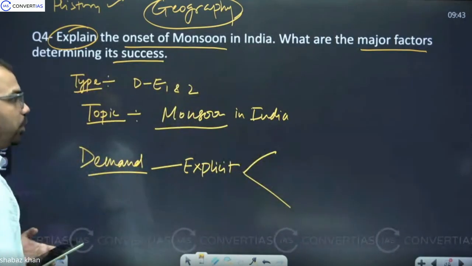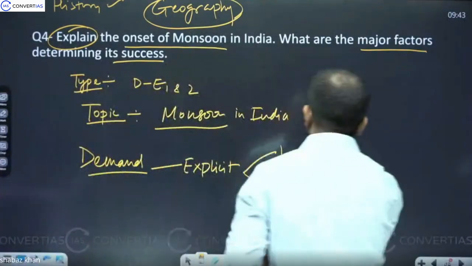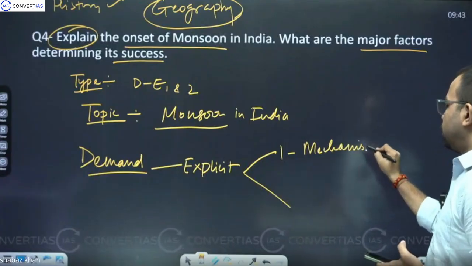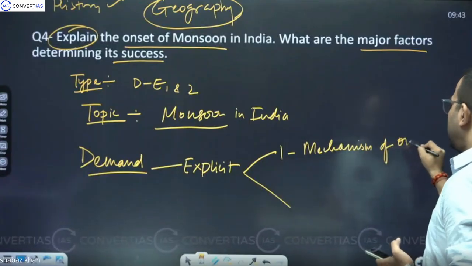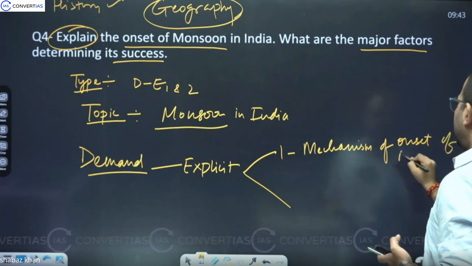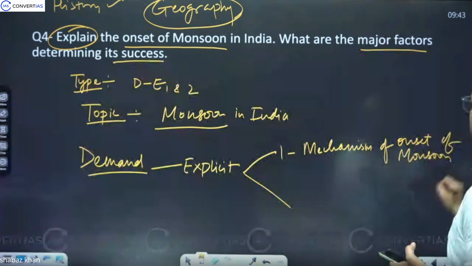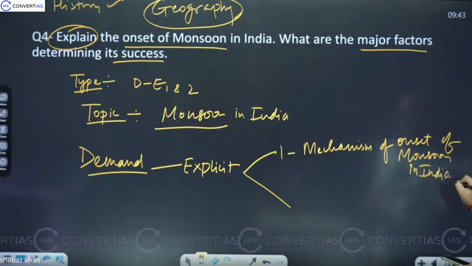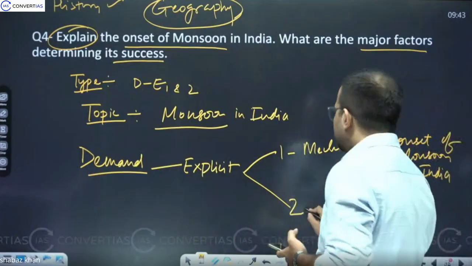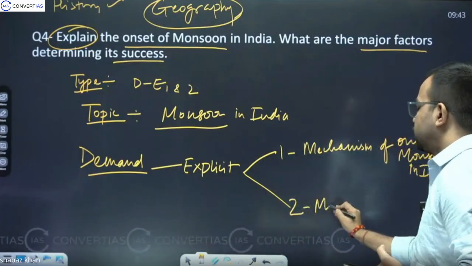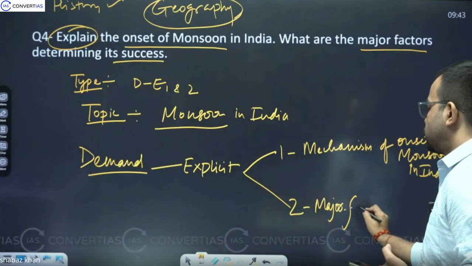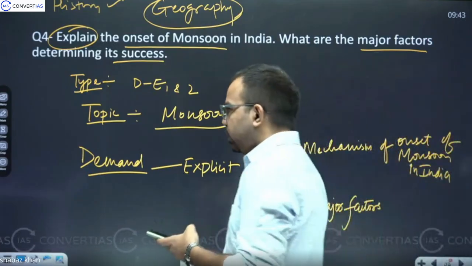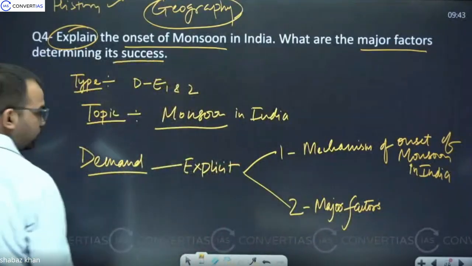Now demand. What are the explicit demands? First of all, you have to explain the entire mechanism of onset of monsoon in India. Entire mechanism has to be explained. Now, second one is major factors. Major factors that determine its success.